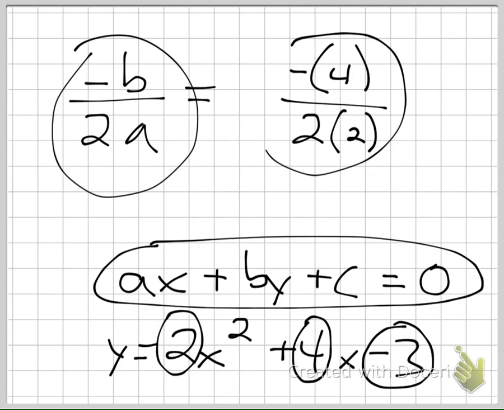Let's do this. What is negative positive 4? Negative 4. What is 2 times 2? 4. What is negative 4 over 4? Negative 1. Guess where the line is? Where's the dotted line? Where's the axis of symmetry? X equals negative 1. Yes.